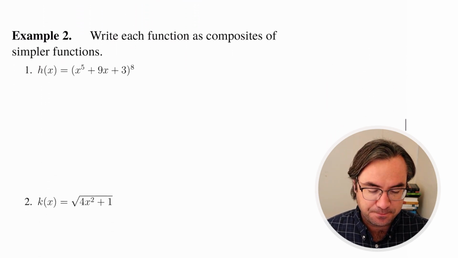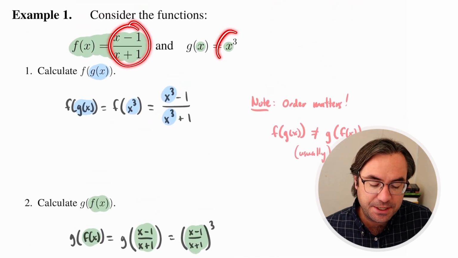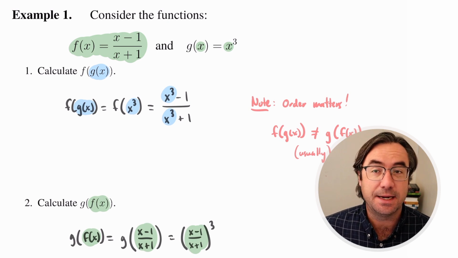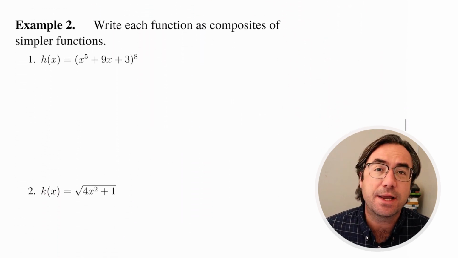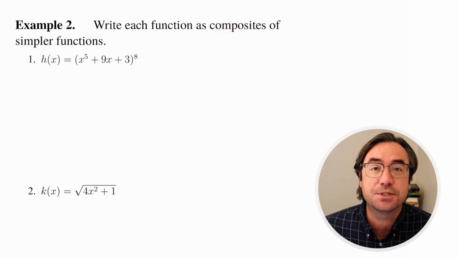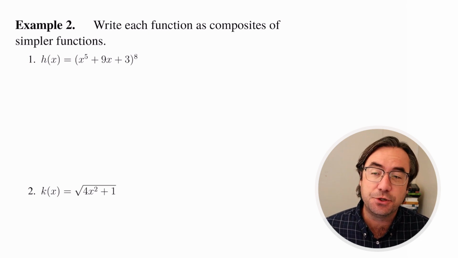All right, let's try something else. In example 1, what did we do? We had the two pieces and we combined them together. Now, a lot of times we're going to have a function and we want to break it apart, and write the function as a composite of two simpler functions. That's what we're going to do in example 2.